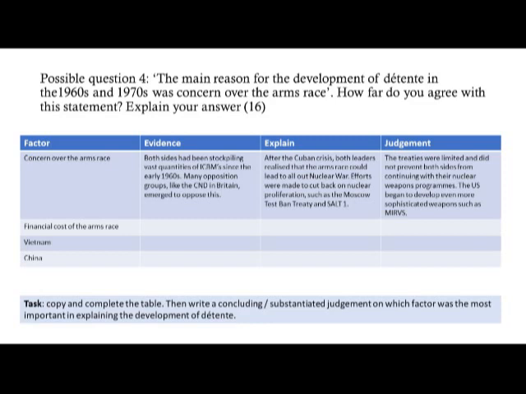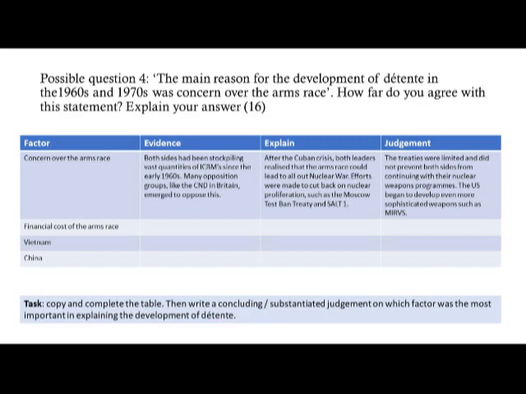We have a change of leadership in the Soviet Union as well. Khrushchev was sacked in 1964, and he was replaced by Brezhnev. And Nixon and Brezhnev had a pretty good relationship. They got on very, very well. And so, what this question is asking you is what was the most important factor about why détente really got going? And the stated factor is concern over the arms race.